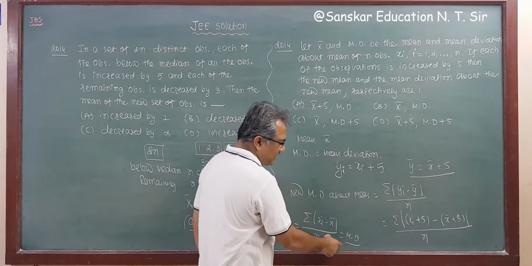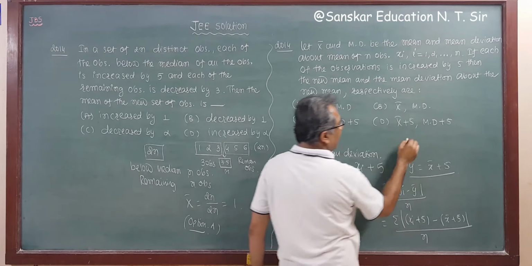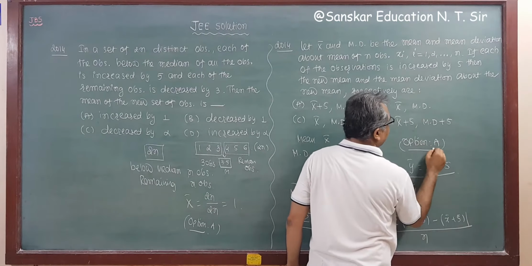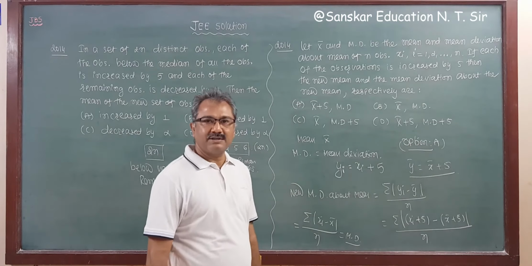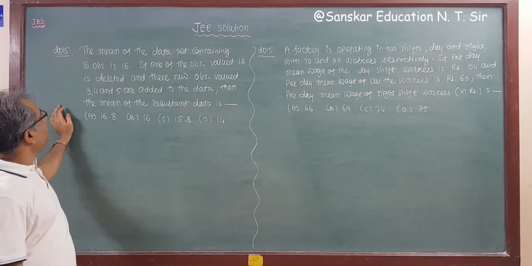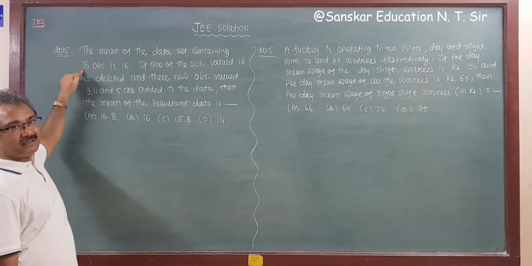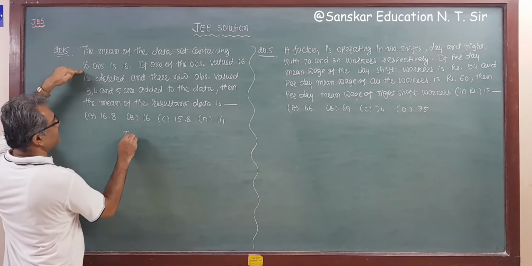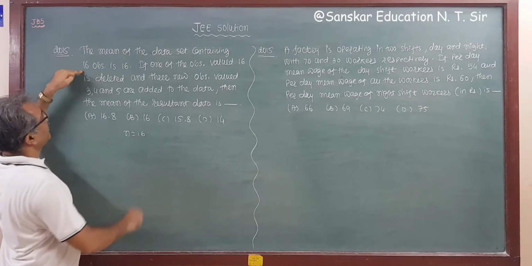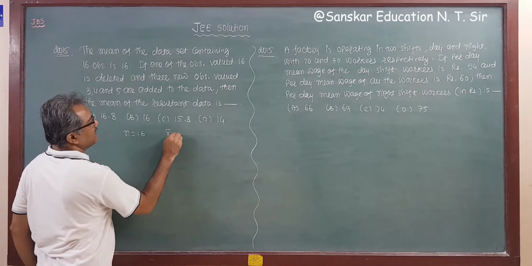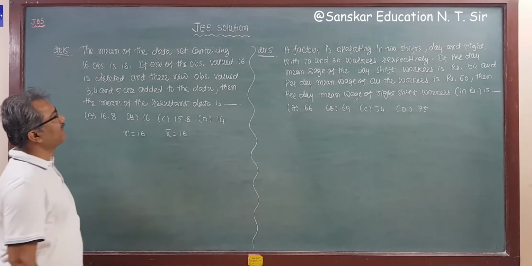Mean deviation remains as it is, that is option A is your correct answer. So option A will be the answer, right? 2015 question. The mean of the data set containing 16 observations. So n is equal to 16, given. So mean x bar is equal to 16, given.